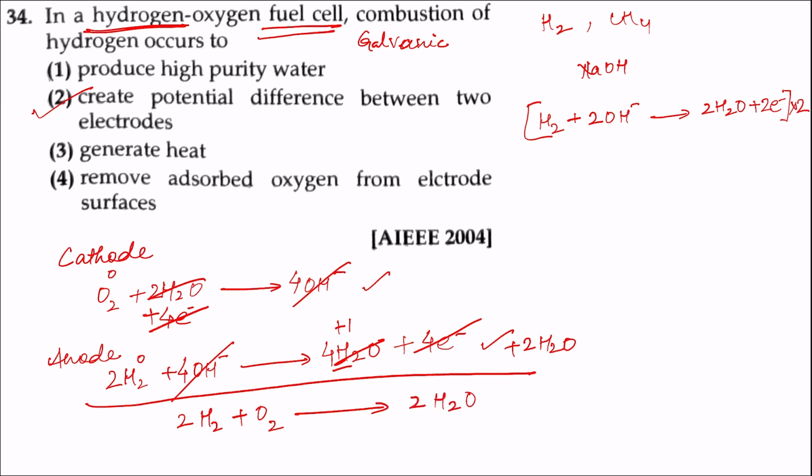So hydrogen is acting as a fuel which is undergoing combustion. The energy which is produced during this combustion is getting converted into electricity. And this flow of electricity is due to the flow of electrons from anode to cathode in the external circuit.